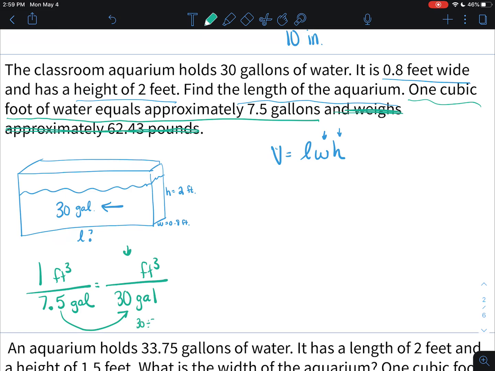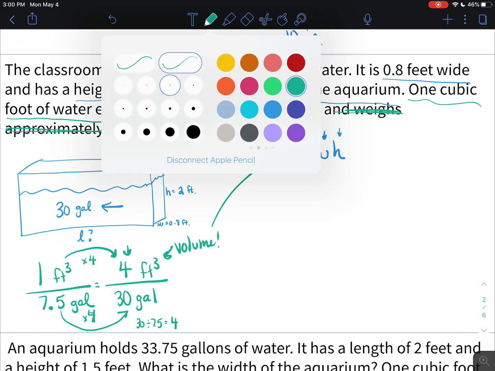So in order to figure that out, divide in reverse. Do 30 divided by 7.5. And you get 4. So just double check it. 7.5 times 4, not 7. So 7.5 times 4 should give you 30, and it does. So you do the same thing to the top. Multiply by 4, and easily 1 times 4 is 4 cubic feet. So that means if a tank holds 30 gallons, then it holds 4 cubic feet of water. Same exact thing.